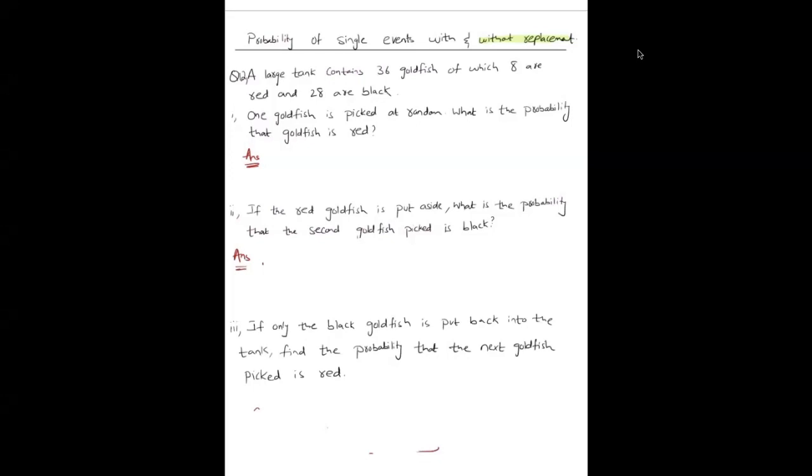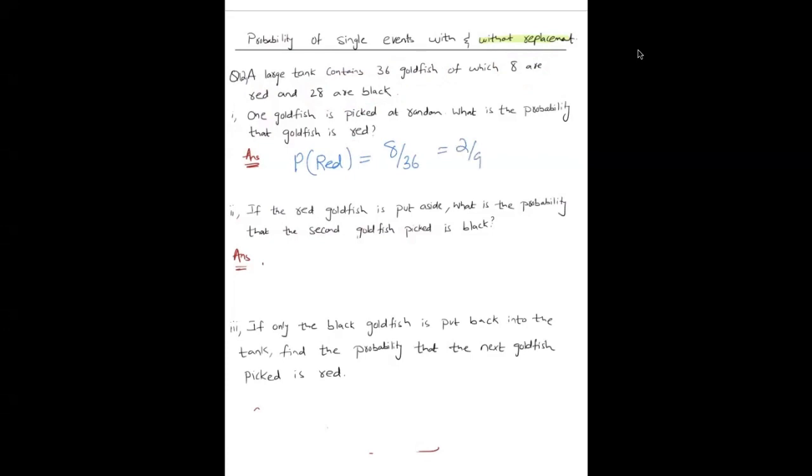So we are doing now probability of a single event with and without replacement. A large tank contains 36 goldfish, of which 8 are red and 28 are black. One goldfish is picked at random. What is the probability that the goldfish is red? So the probability of getting a red goldfish is going to be 8 upon 36. Is that correct? 8 upon 36 is 2 upon 9.